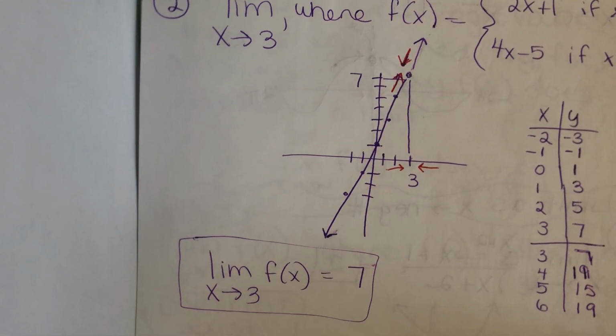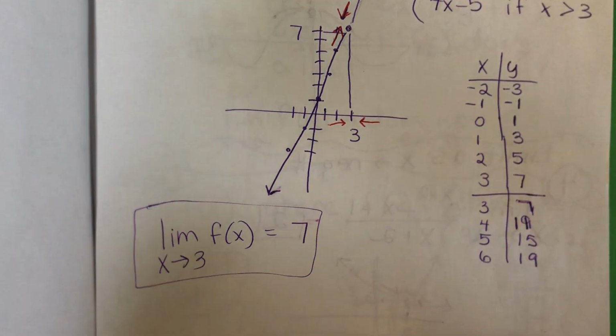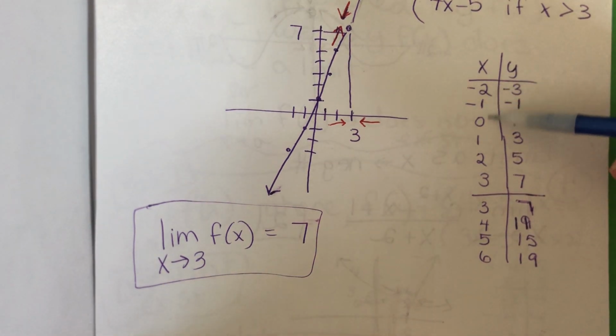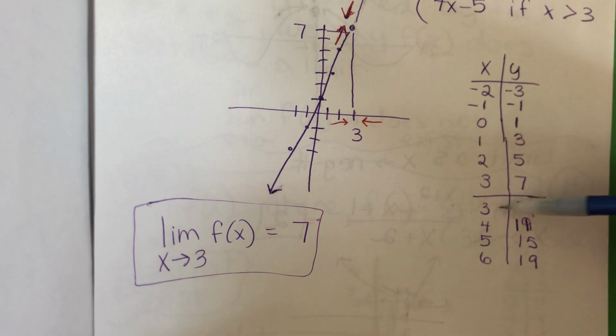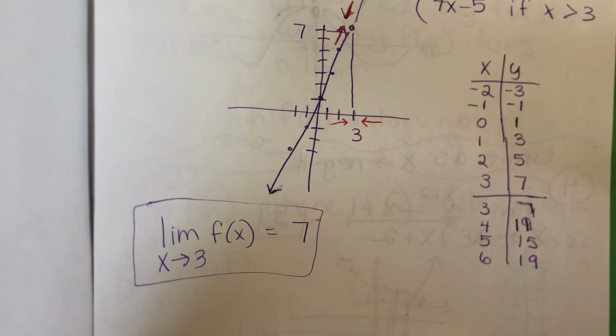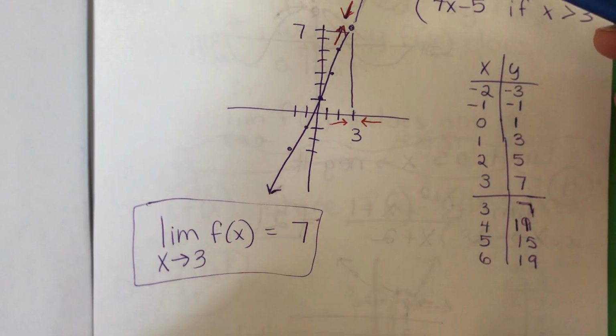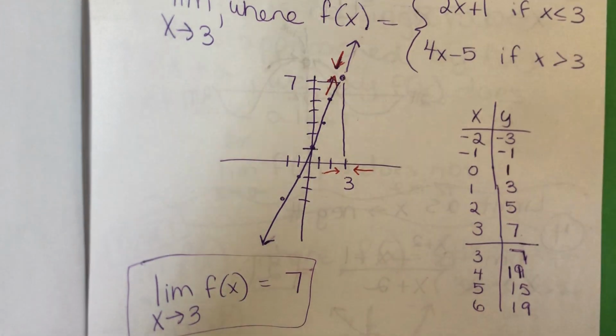So you can also tell by looking at the table on this one over here. This is the table for the first graph, this is the table for the second graph, and you can see that they both have the point 3, 7. So these 2 graphs intersected at that point.